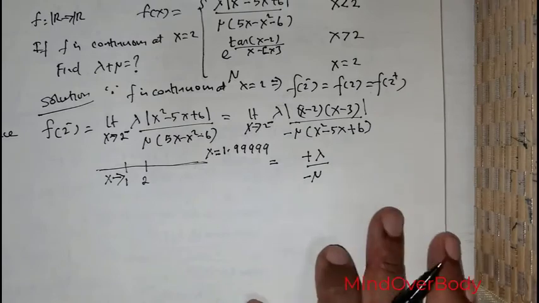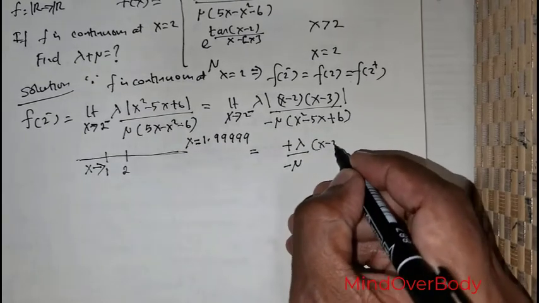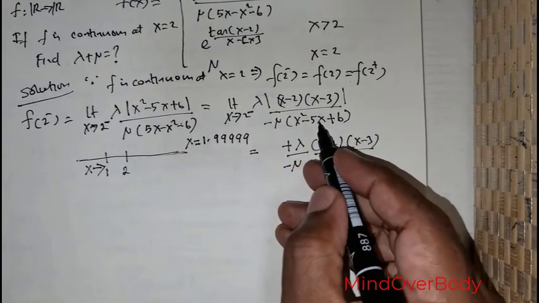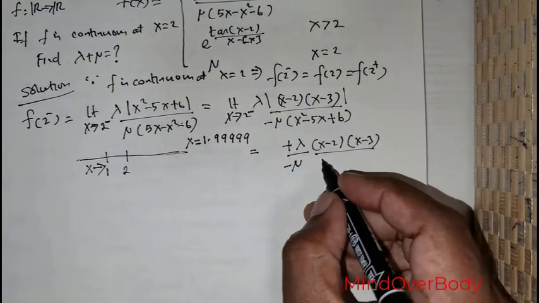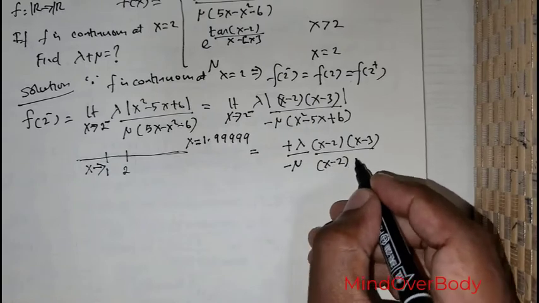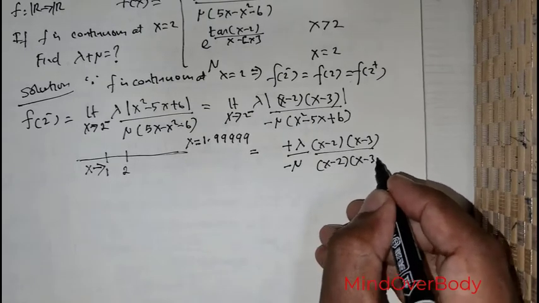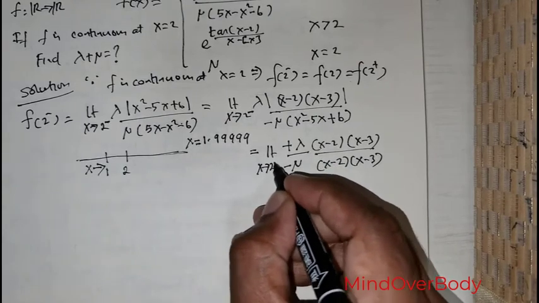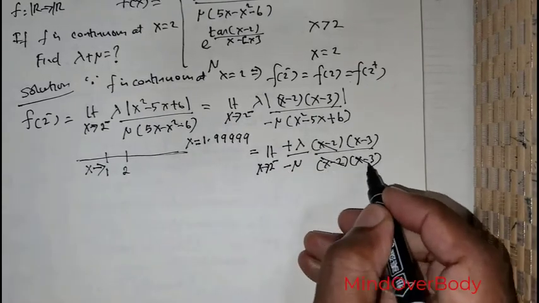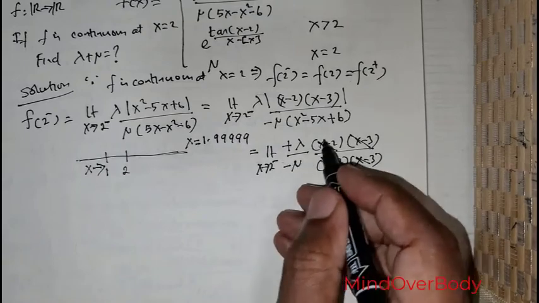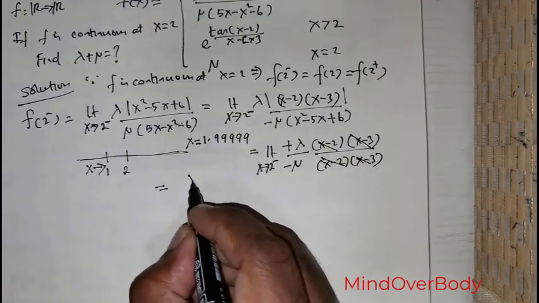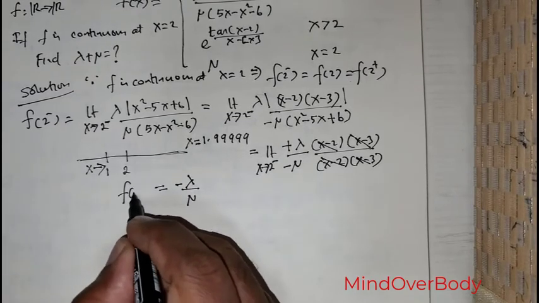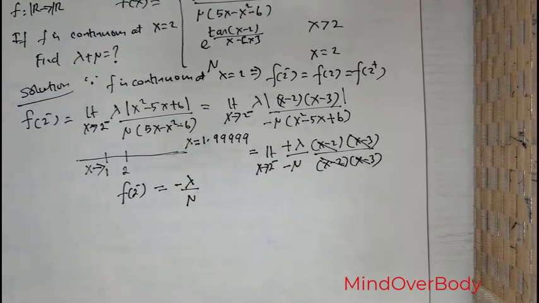I can do that. So this is going to be x minus 2 times x minus 3 divided by x squared minus 5x plus 6, that is also factored as x minus 2 times x minus 3. Of course, we have limit x tending to 2 from the left side. Clearly these two things can be cancelled, and that would leave us with lambda over mu with the negative sign, and this is nothing but f of 2 minus. So this is what you've got.